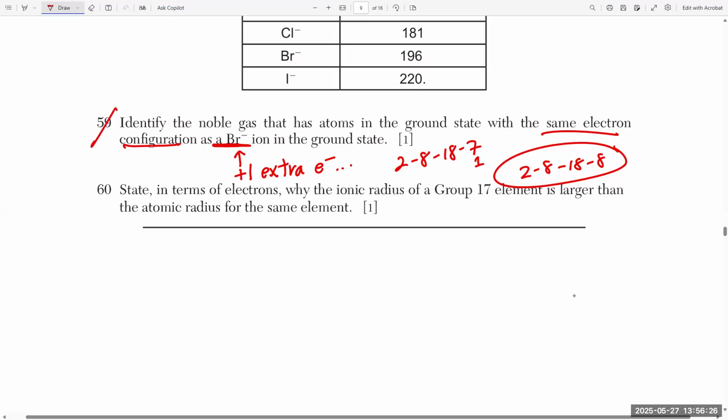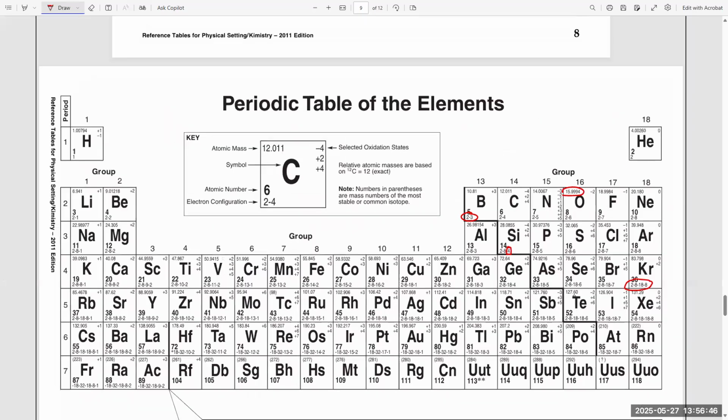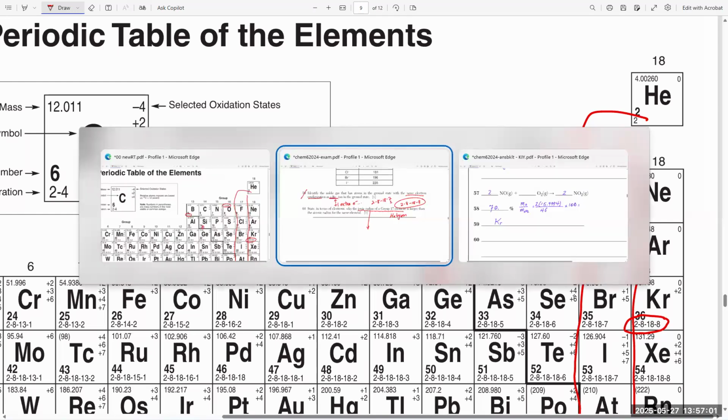In terms of electrons, why is the ionic radius of a group 17 element larger than the atomic radius of the same element? All right, so let's take a look. Ionic radius of a group 17 element, right? Remember, these are halogens, which are these guys over here. So what do we know about halogens? They all have a tendency to form anions, especially of the -1 charge.